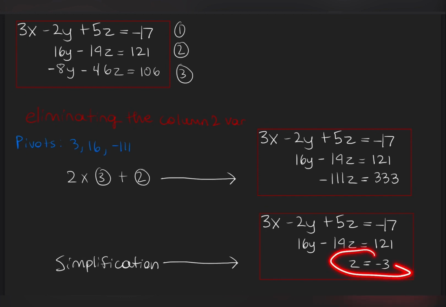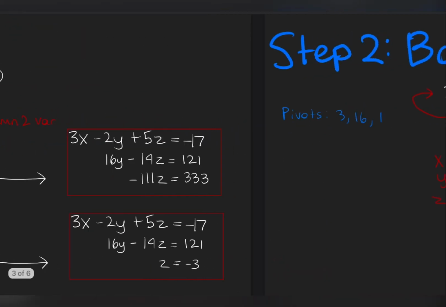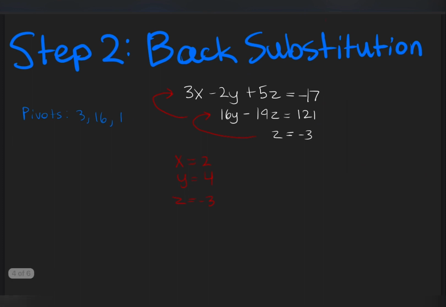Okay, now that we have solved for our first variable, we are good to move on to step 2, which is called backward substitution. And this is basically exactly what it sounds like. Now that we have z equals negative 3, we are going to substitute it backwards into the equation above it. So this would become 16y plus 57 is equal to 121, and then we would solve for y. And then now that we have y and z, we would substitute them into the equation above it and solve for x. And if there were more equations, we would keep going up.